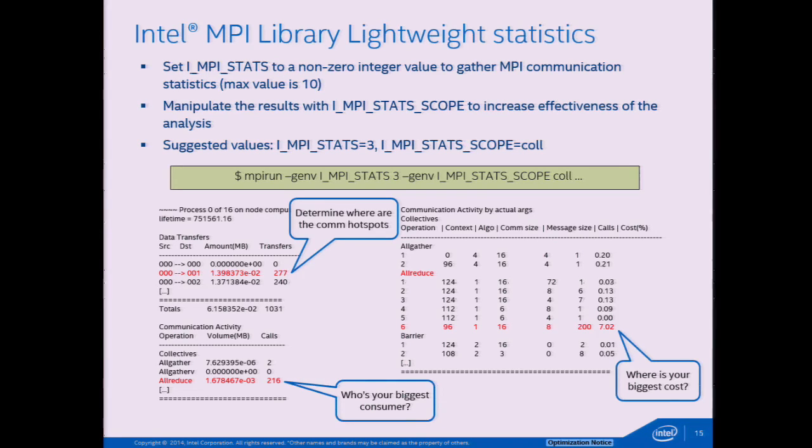So if, let's say, I know I'm doing a bunch of collectives, but the one that's really using up the majority of my time is this all reduce here, because I'm calling it 216 times in my application. So most likely that's a potential performance bottleneck. So if I want to optimize anything, that's probably what I want to take a look at first.